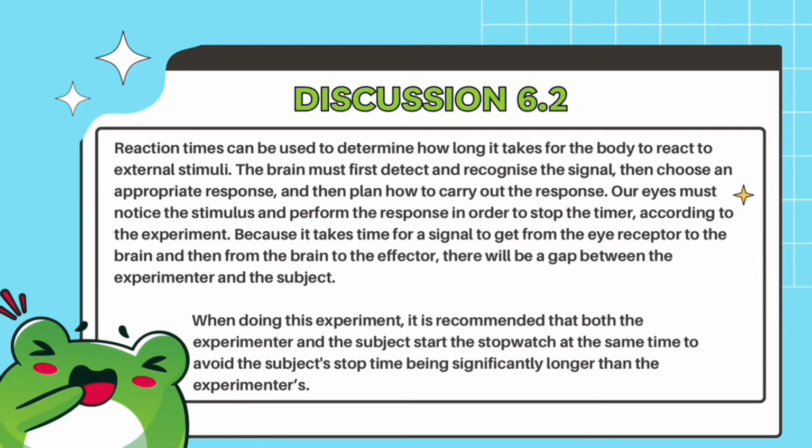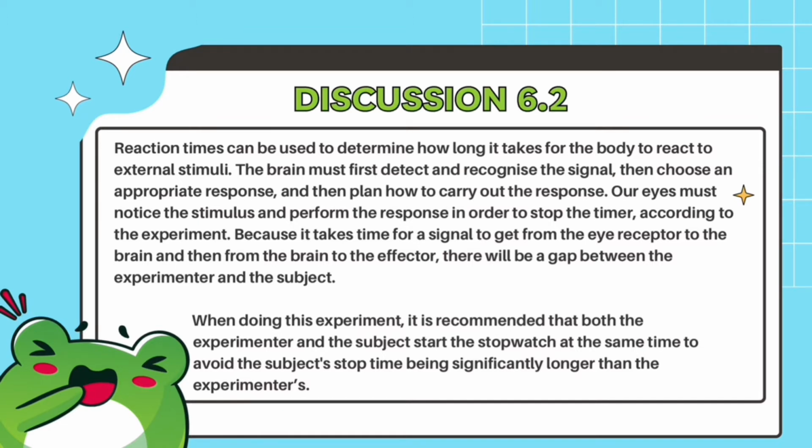Reaction times can be used to determine how long it takes for the body to react to external stimuli. The brain must first detect and recognize the signal, and then choose an appropriate response, and then plan how to carry out the response.